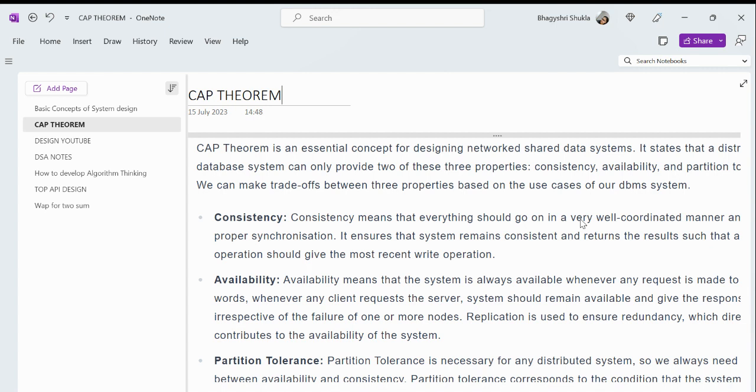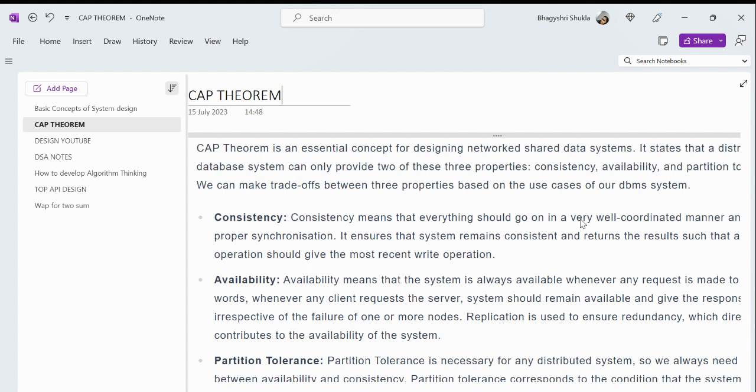So consistency means that everything should go on in a well-coordinated manner with proper synchronization. It ensures that the system remains consistent and returns results such that any read operation should give the most recent write. We have to check that it does not return stale data when we have a recent write, and it should be available when the request is processed.